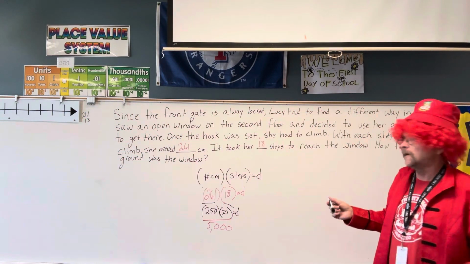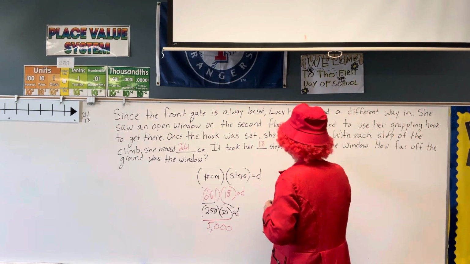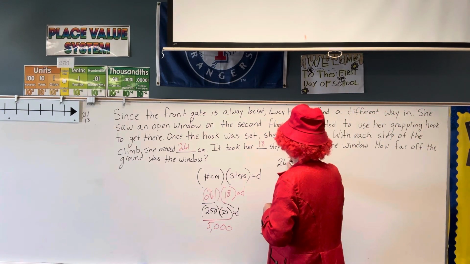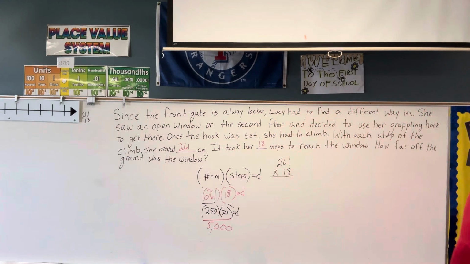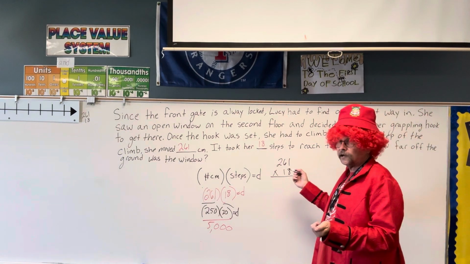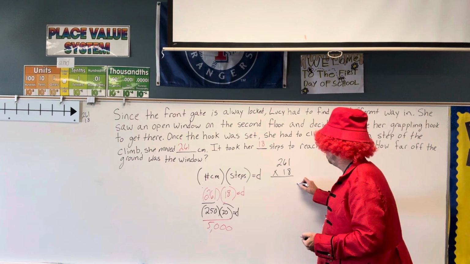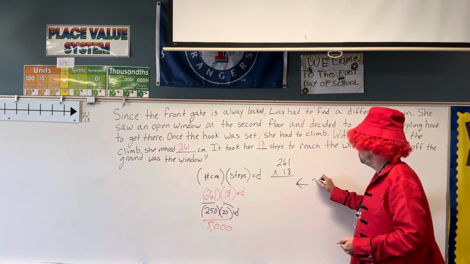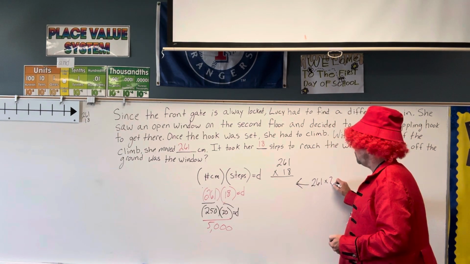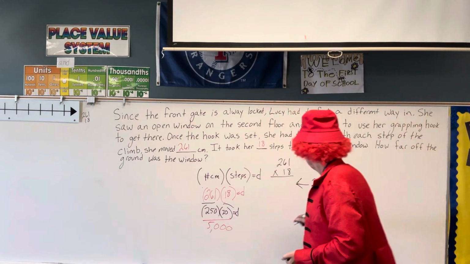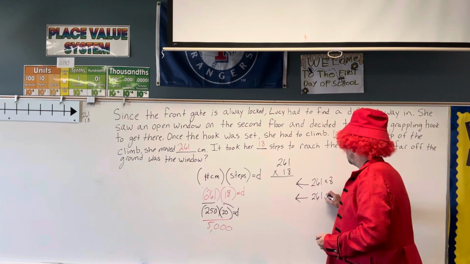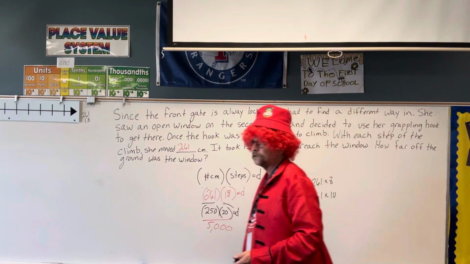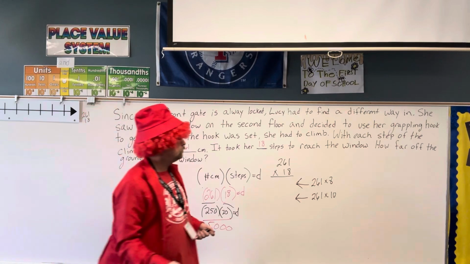Now we have to do some actual multiplication. So if we do 261 times 18, there's several different ways we can do it. We have the standard algorithm. And when you're doing the standard algorithm, what we're actually doing is multiplying 261 times 8, because the 8's in the ones place. I'm multiplying 261 times 10, because the 1 is in the tens place. So I could do it that way.